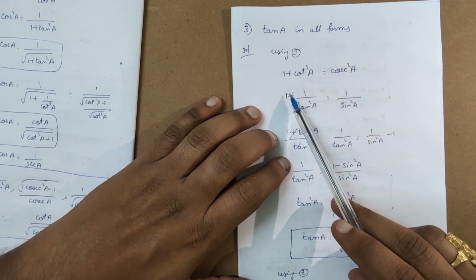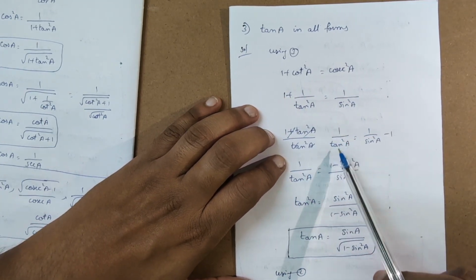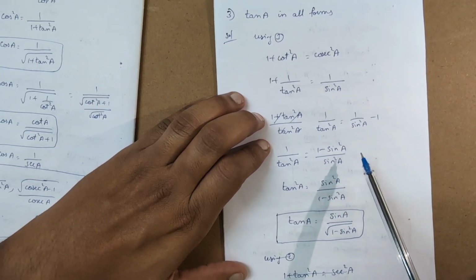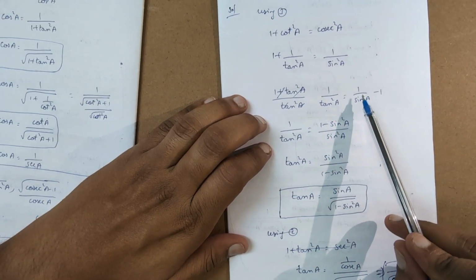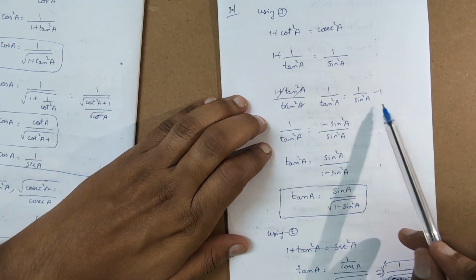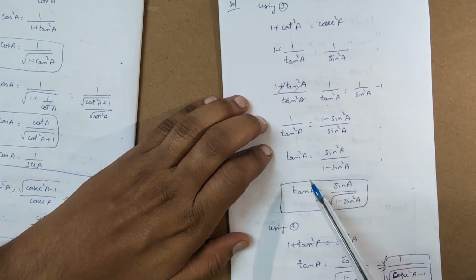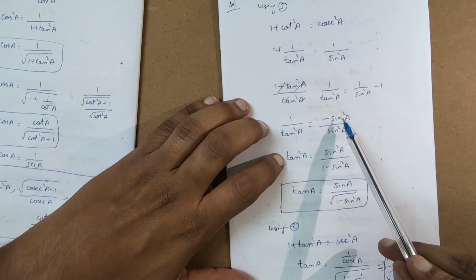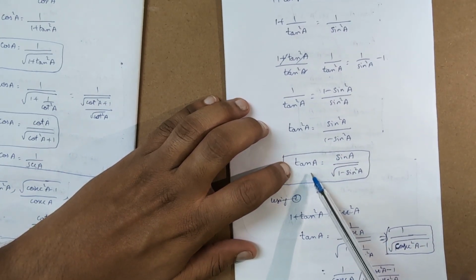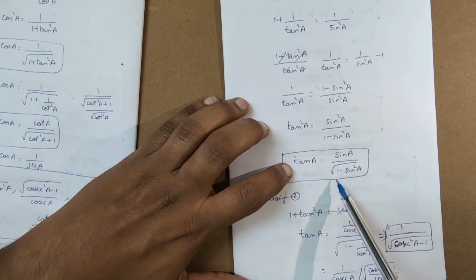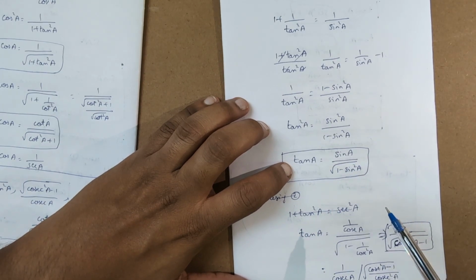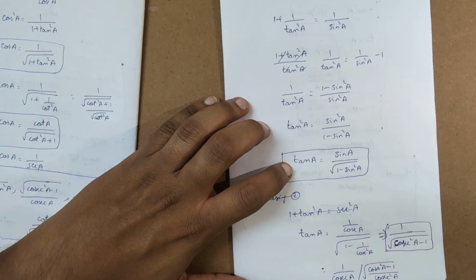So I am moving 1 to the right side. So 1 by tan square A will become 1 by sin square A minus 1. 1 by tan square A equal to, taking LCM, 1 minus sin square A by sin square A. Then again taking inverse, tan square A will become sin square A by 1 minus sin square A. So finally tan A equal to sin A by root of 1 minus sin square A. So in this way I can define.